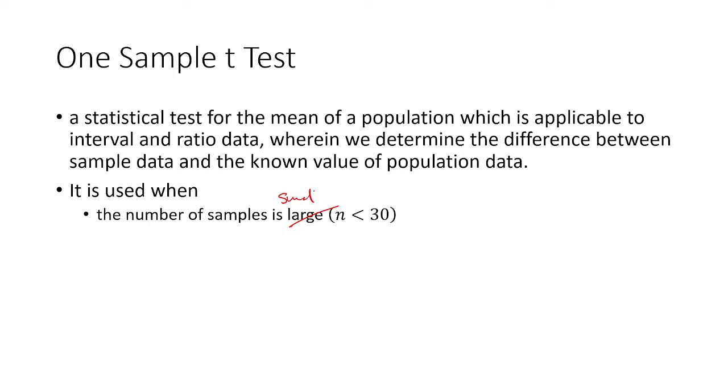As you may see here, I have some typo because of the similarity of the one sample t-test and the one sample z-test. The t-test is used when the number of samples is small, wherein n is less than 30. As you may have remembered, for our z-test, supposedly the number of samples is greater than or equal to 30. For the scenario that you only have less than 30 samples, we will be using our one sample t-test.